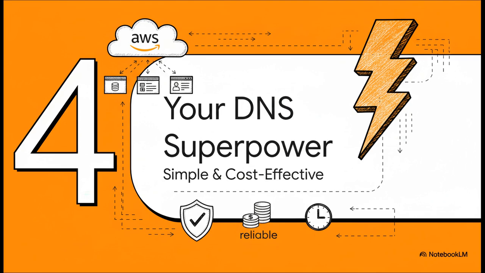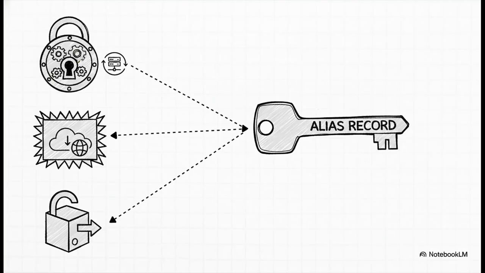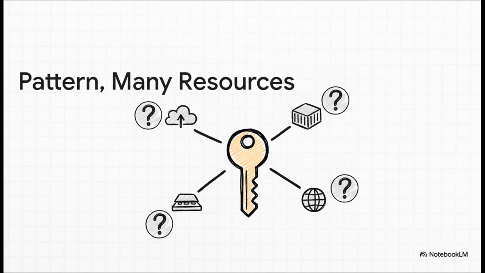So what have we really learned here? You've basically just unlocked a DNS superpower. You now have a simple, reliable, and cost-effective method for giving your applications a proper address on AWS. If you walk away with just one single thing today, please let it be this: the pattern is the power. For almost any AWS service you need to point a domain to, the answer is almost always create an alias record in Route 53.